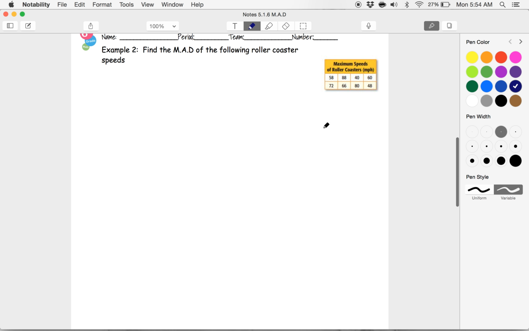Example 2 says, find the MAD of the following roller coaster speeds. So maybe at a roller coaster, these are all the different speeds that it could possibly go. What they're asking is how far from the average is each one of these speeds. So first, we need to find the mean.